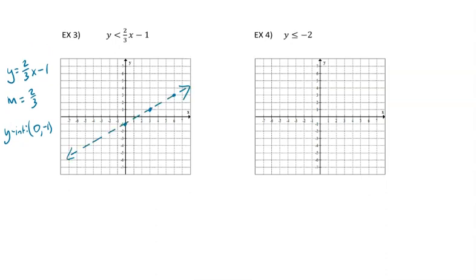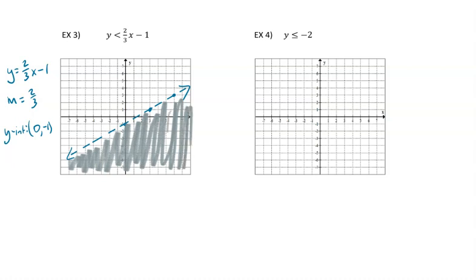Here's our dashed line, and now we just have to shade. So this one has less than. So remember, less than means shade below. So again, just go anywhere below one of these points, and that shows you the region that we are going to be shading in. So it's this region down here. All right, one more of these.